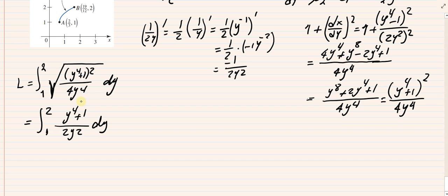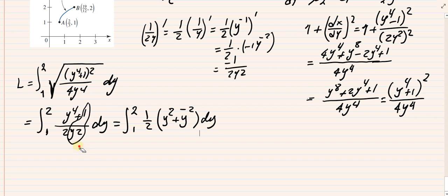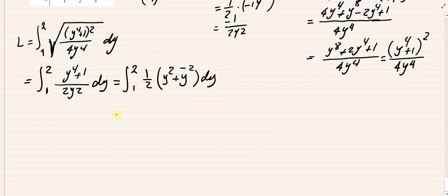We don't need absolute value. Okay, and this is going to become the integral from 1 to 2 of, I'm going to divide y to the 4th by 2y squared. Actually, bring 1/2 out. Let me factor a half. This 2, I'm going to factor it. So y to the 4th by y squared, that's just y squared, plus 1 over y squared, that's y to the negative 2, dy. So I can actually integrate this relatively easily.